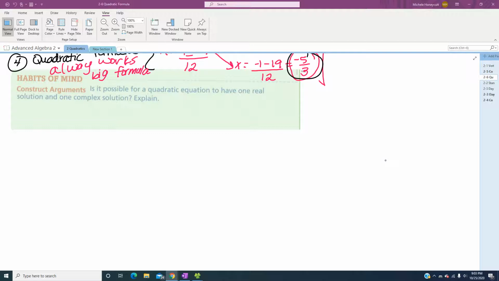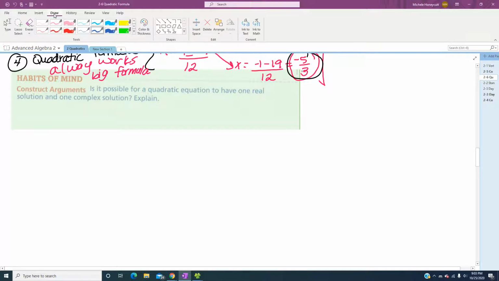So I think the habits of mind question here is really interesting. It says, is it possible for a quadratic equation to have one real solution and one complex solution? So let's explore this for a minute. Let's look at the quadratic formula.